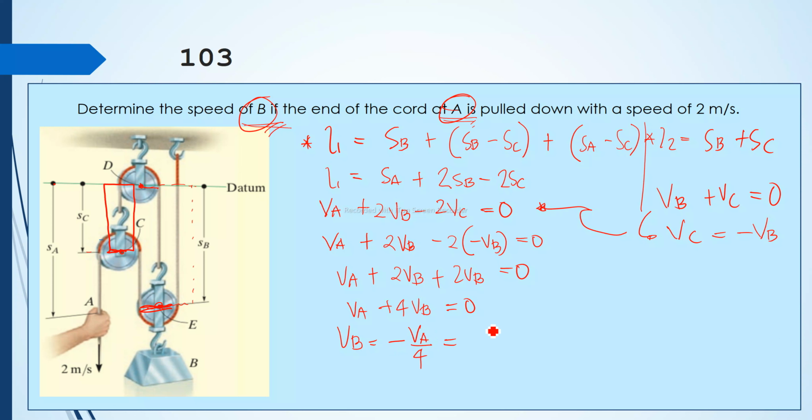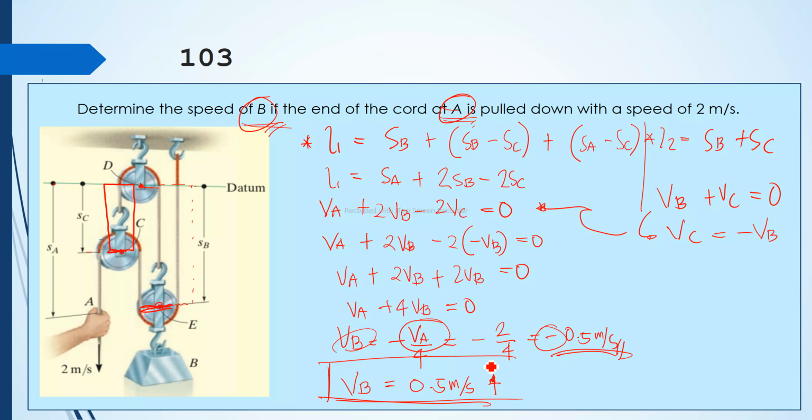And then the velocity of A is equal to 2, so 2 over 4 is equal to negative 0.5 meters per second. Or simply, the velocity of B is 0.5 meters per second. Since we have a negative sign here, it denotes that the motion of B is opposite to the motion of A. Since A is moving downward, then B is moving upwards. And that will be the final answer for this specific problem.